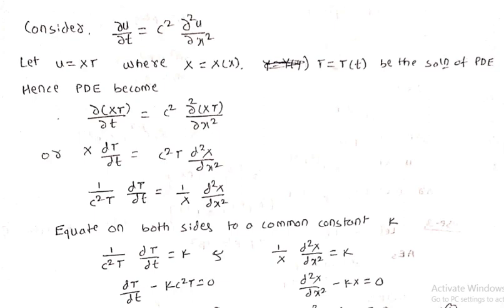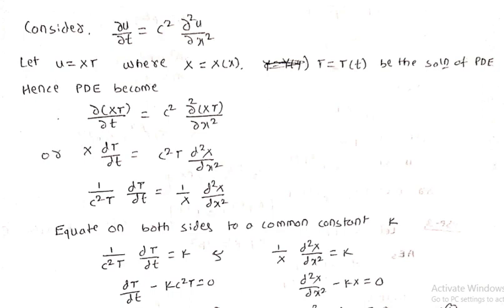So with respect to t, you will write capital X into dT by dt, and with respect to x, you will write c² T into d²X by dx². So here we converted the PDE into ODE. Now divide both sides by c² T X. On the left-hand side X will cancel out, leaving (1/T) dT by dt, and on the right-hand side c² T will cancel out, leaving (1/X) d²X by dx².